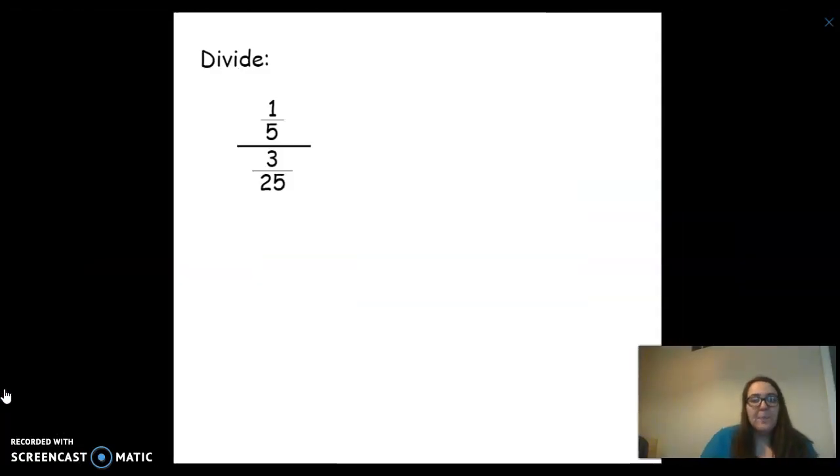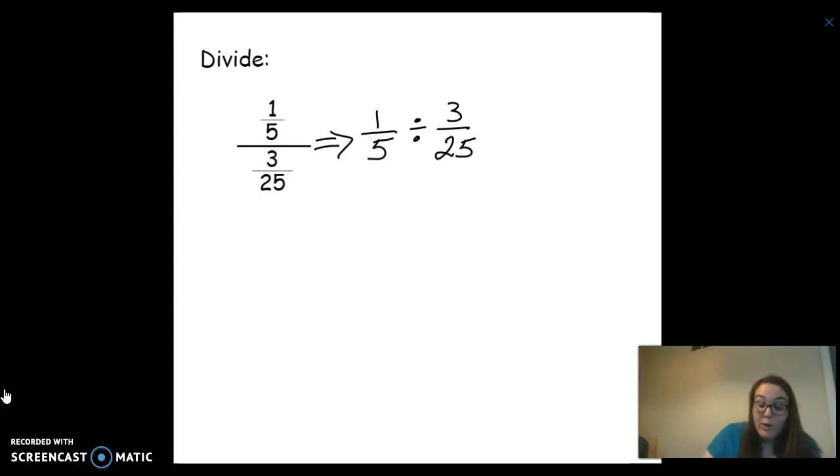All right, what we have here is called a complex fraction. Now what makes it complex is that I have a fraction over a fraction. But remember, I can take this 1/5 divided by 3/25, and I can rewrite this to 1 over 5 and just rewrite it the long way. And now it becomes no different than the questions we were already doing.